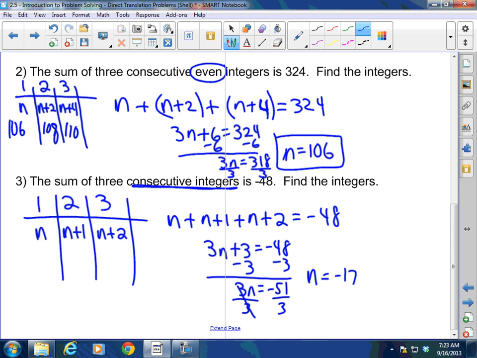So my first integer is negative 17. My second, negative 17 plus 1, is negative 16. My third consecutive integer is negative 17 plus 2, which is negative 15. All right. Hopefully that makes sense.